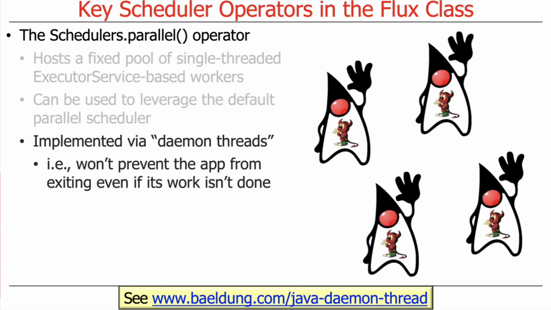Under the hood, the parallel operator uses daemon threads, which means that if for some reason the main thread were to terminate, like you fell off the end of main, all the threads that are in the parallel pool will also terminate as a consequence, assuming there are no other non-daemon threads still around. And that ensures that the app will shut down when everything's done. If that was not the case, your app would hang, and that would be confusing, and so that's why they do it that way.